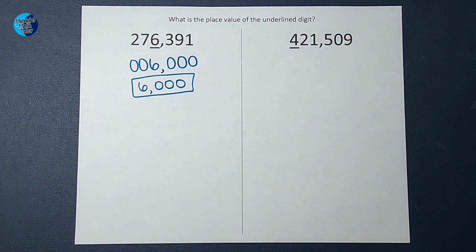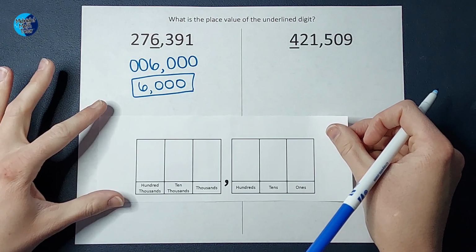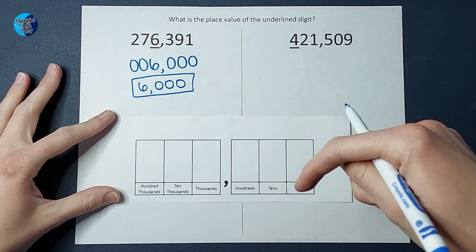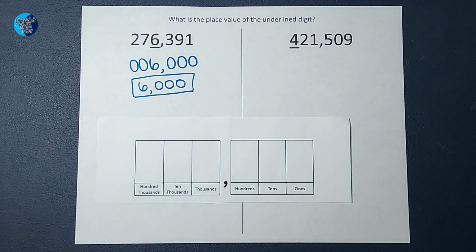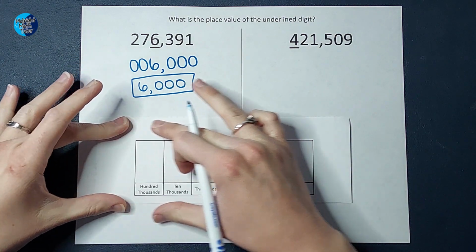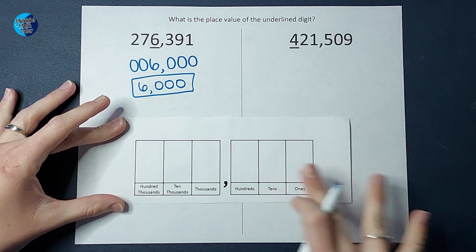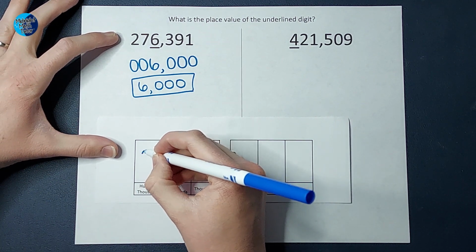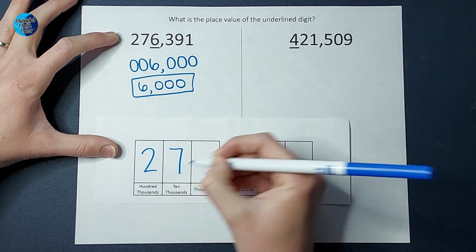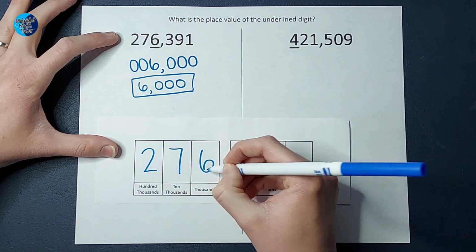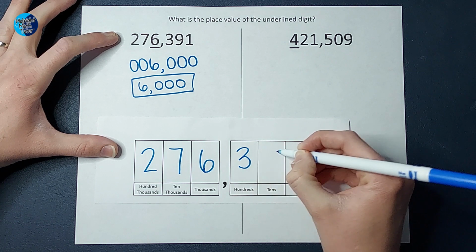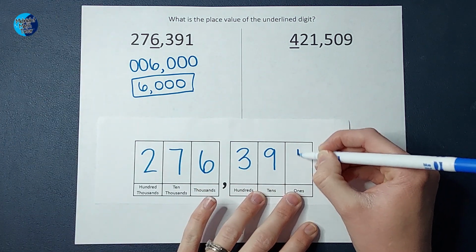Now, if that's not helping your student, they're like, okay, that's kind of weird. Another strategy you can try is a place value chart, which looks something like this. All right. I will link in the description a link to a Google Doc where you can print this place value chart if you feel like this is something that would help your student. So with this, you are going to have your student put the numbers in each of these boxes. So 2, 7, 6, comma, 3, 9, 1.